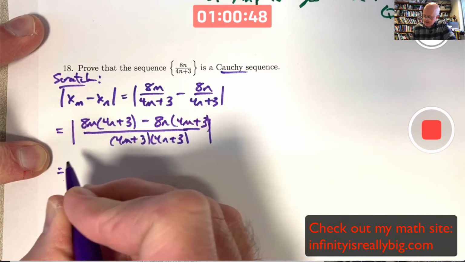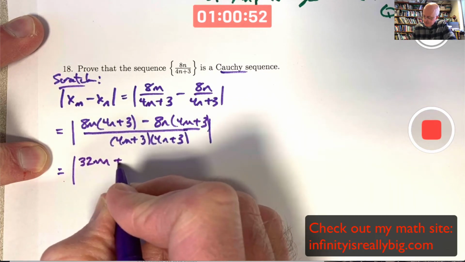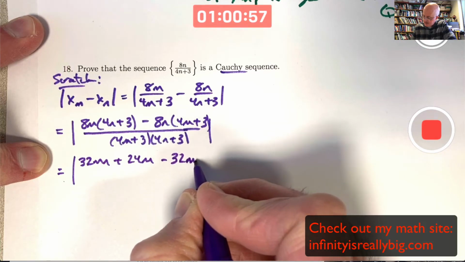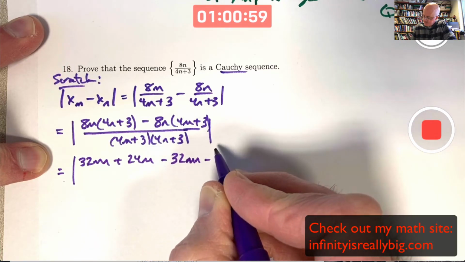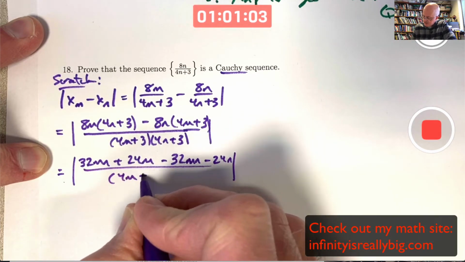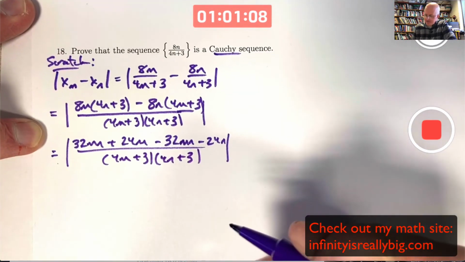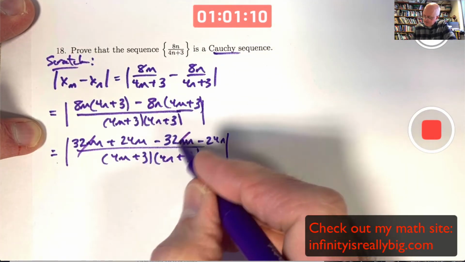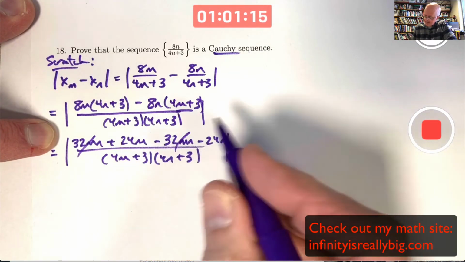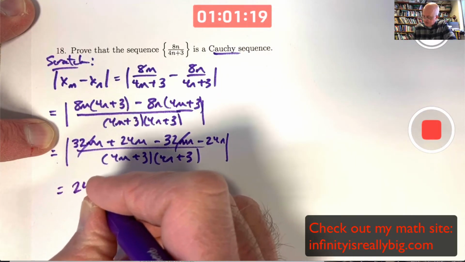It's going to give me 32mn plus 24m minus 32mn minus 24n. I'm not going to bother to multiply out the bottom. It does simplify. The 32 mn's cancel. 24m minus 24n, the 24 can be factored out. And since it's positive, it can even factor it out in front.